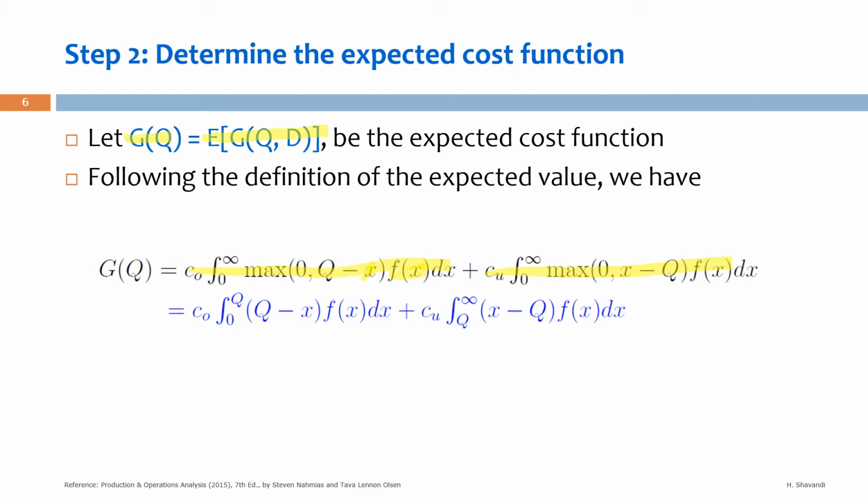And this can be easily converted to these terms. So the Co term is the case that Q is greater than D, right? So here it will be the integral from 0 to Q of (Q minus x) times f(x) dx. And the underage is the case that D is greater than Q. So it will be the integral from Q to infinity of (x minus Q) times f(x) dx. So this will be our expected value of the cost function at the end of the single period.